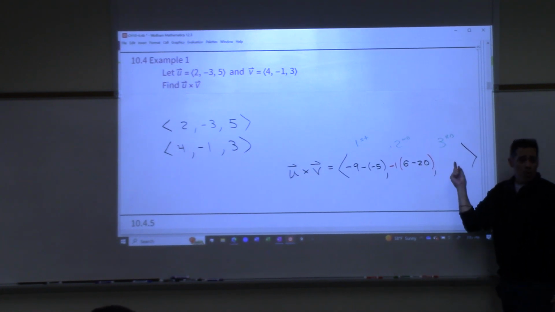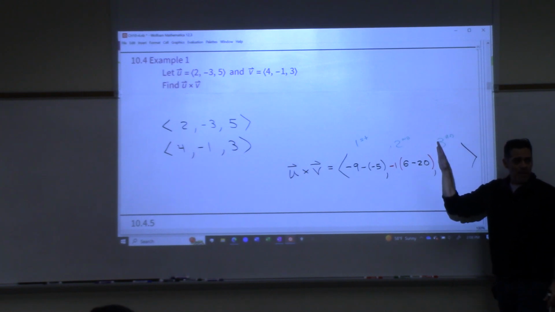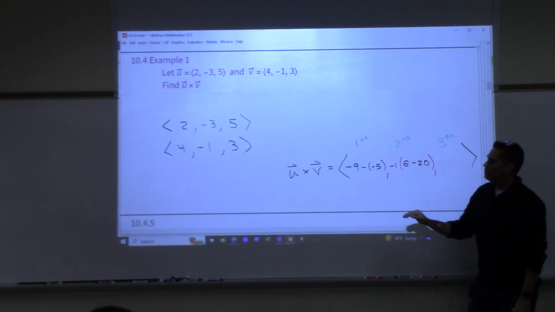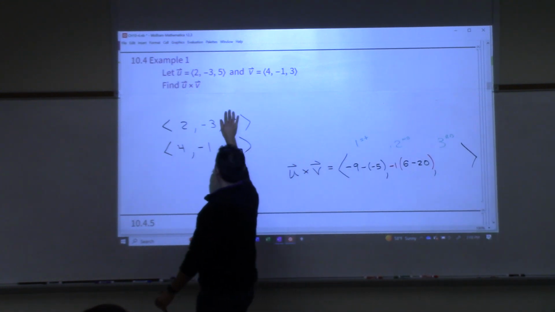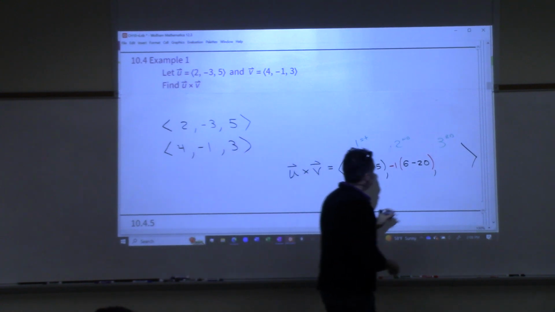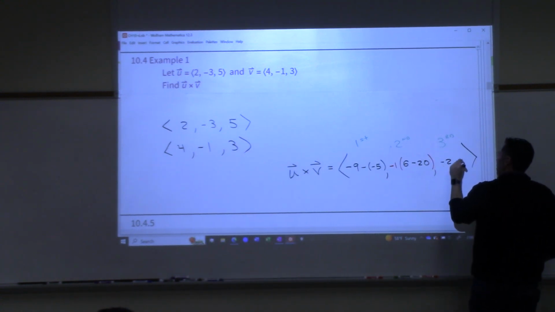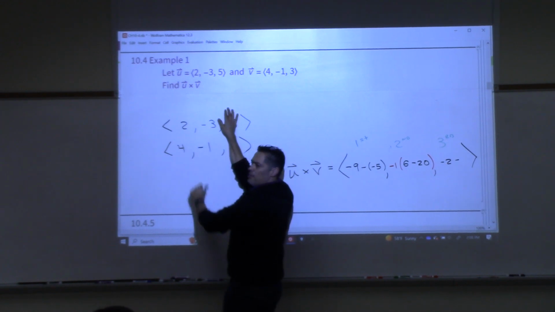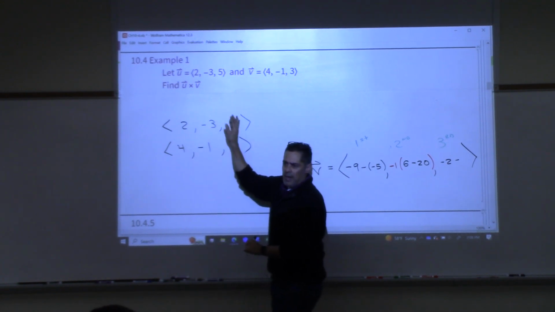And then on the third one, you cover up the third column of numbers and you do the determinant, but this time you don't have to change the sign. So here we multiply this times this, we get -2. Then minus, now these 2 multiplied together are -12, right? So I'm going to have a negative.